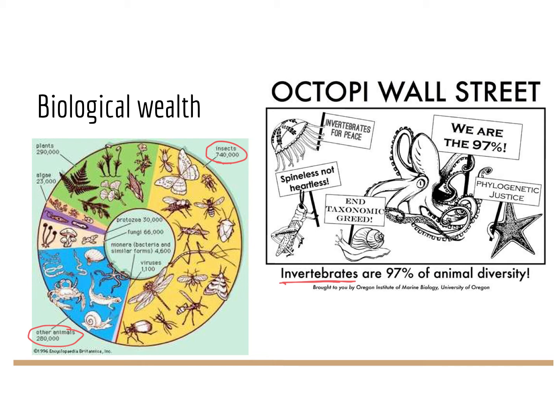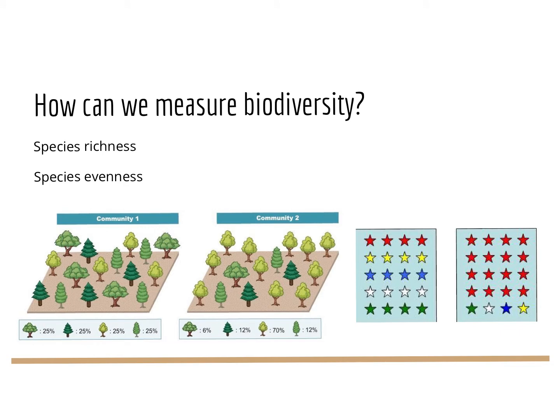percentage of animal diversity. When we think of biodiversity, we often just think of the number of species, like how many species actually exist in the area that we're looking at. But there are a couple different measures of biodiversity. One measure of biodiversity is species richness, and species richness is the number of species in an area. You can see in each of these two different communities, there are 4 different species. So the species richness for these communities would be 4.